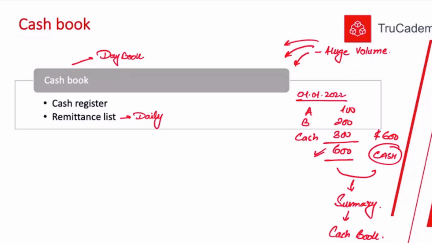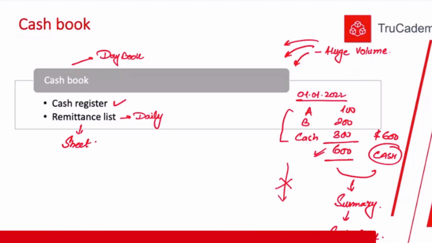So in the cash book, what he is going to record for 1st January 2022 is the total cash receipt of $600. That's it. He is not going to bring all these individual transactions into the cash book again. There's no need for that. Similarly, we can also use a cash register. We will keep the cash register over the counter, exactly like the remittance list. The remittance list is basically a sheet of paper. The cash register is basically the same sheet but in a register.